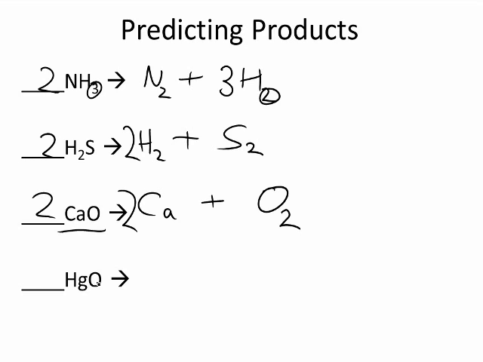So far, pretty easy. What about silver oxide? Excuse me, mercury oxide. Mercury and oxygen. Oxygen has to be diatomic. Mercury is a metal, so we can leave it. Now we just have to balance. We'll put a 2 here and a 2 here. All good.